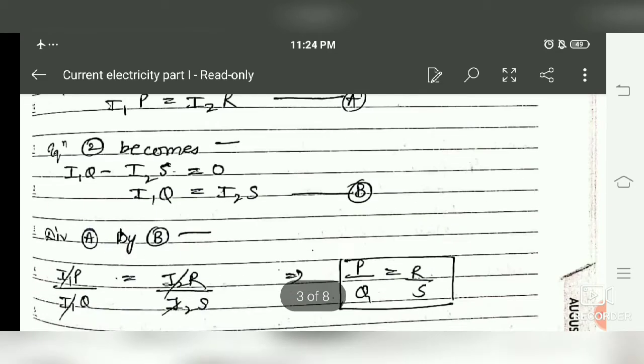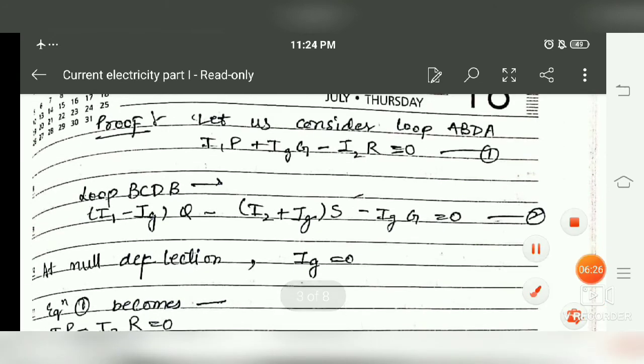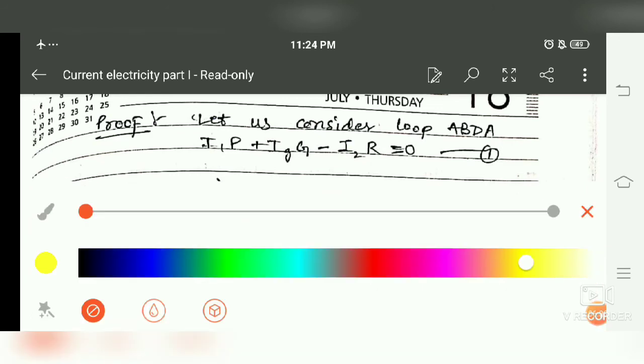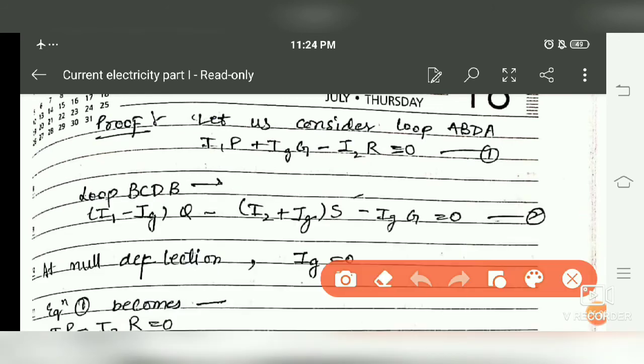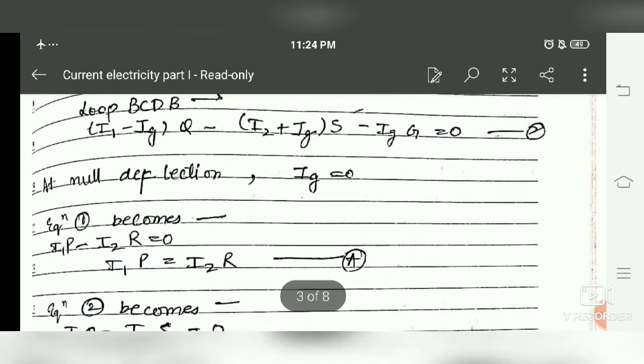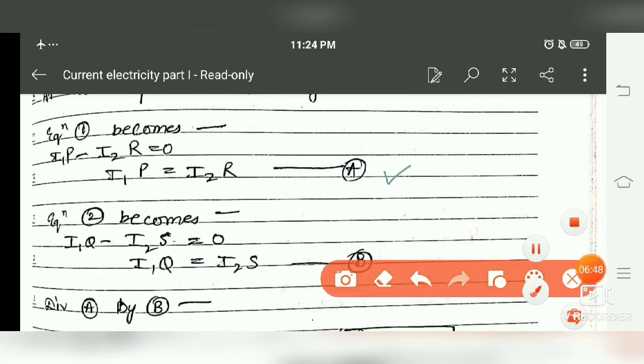So we get two equations, where this is the first condition and this is the second condition. Now to find the balance condition, we know that the current through Ig is 0. So wherever we have Ig, we substitute it equal to 0, and after solving this we get the first equation to be this and the second to be this.